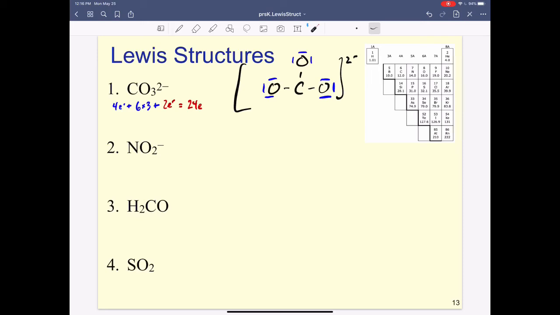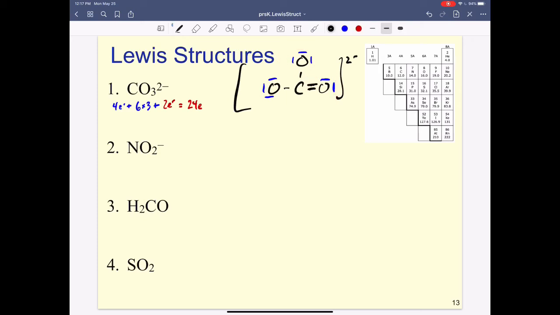Remember, when we come up short on the number of electrons to distribute so that every atom can have an octet, we need to use a double bond. And so I'm going to erase one of these and instead put a double bond in between, and now each atom, the carbon in the middle and each oxygen, will have an octet.